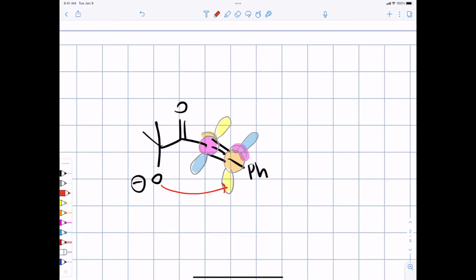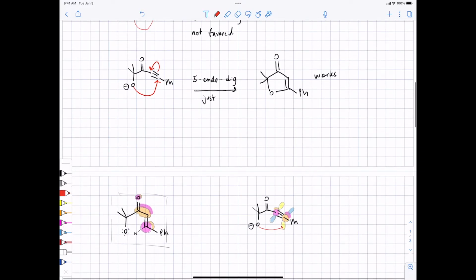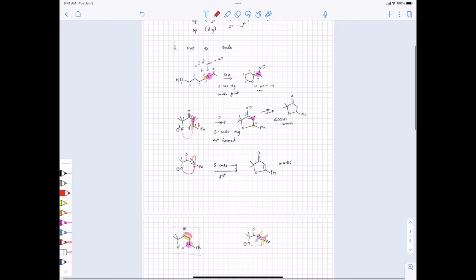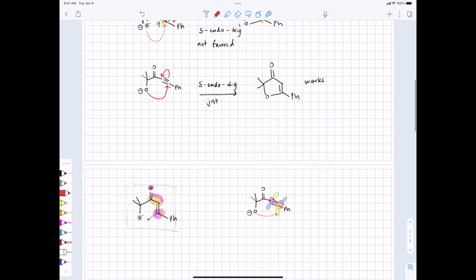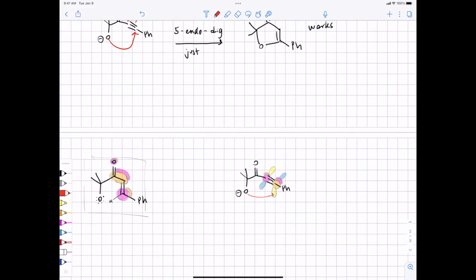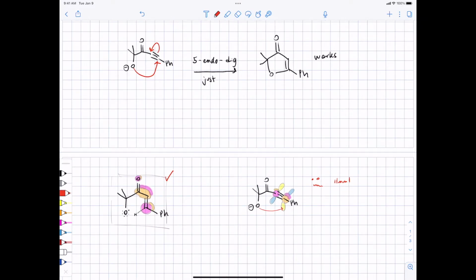What I've tried to do is justify these rules that are empirical based on orbital considerations. But you can see that when you try to do that, sometimes the explanation's unsatisfactory. I can see why this one doesn't work. That one makes sense to me. This one, not sure. So understand that these rules are empirical, which means they're based on people's observations, not necessarily theoretical.